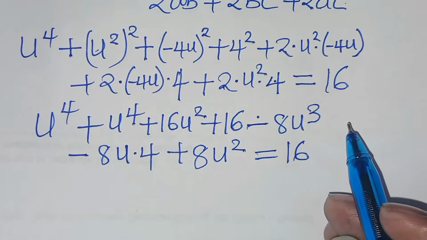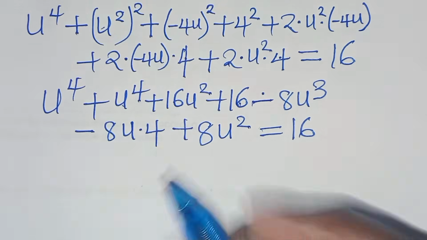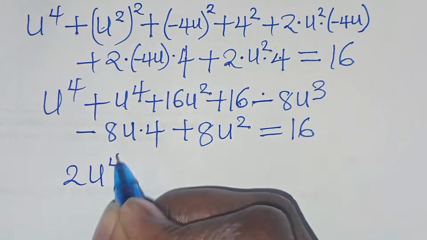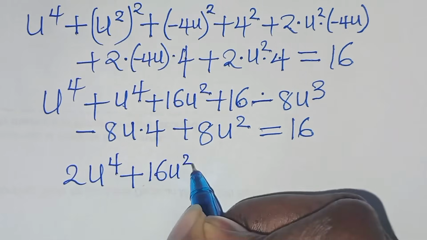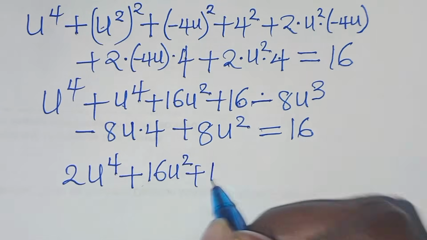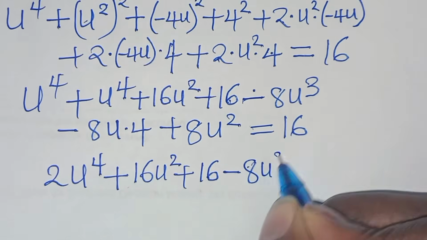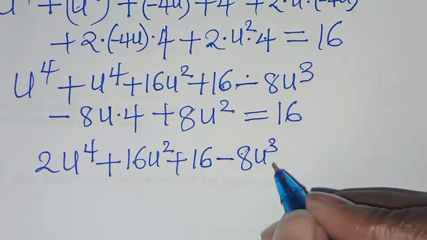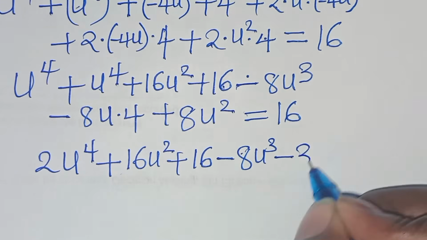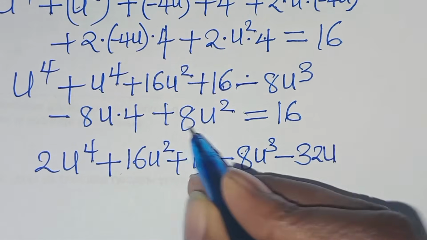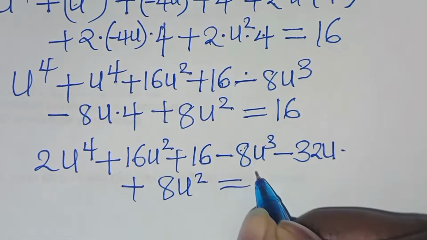Now, the next step from here: we have u^4 plus u^4. This is 2u^4, then plus 16u^2, then plus 16, then subtract 8u^3, then subtract 8u times 4, so this is minus 32u, and then we have plus 8u^2. This is equal to 16.